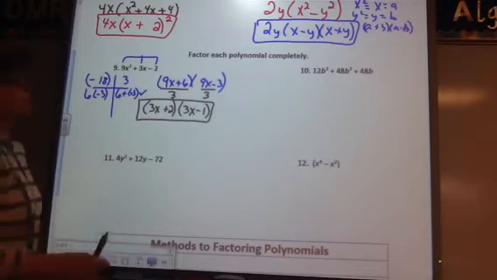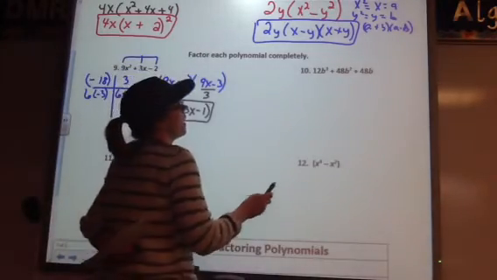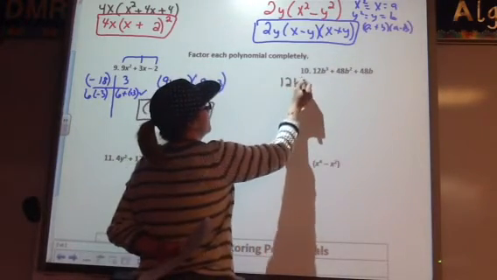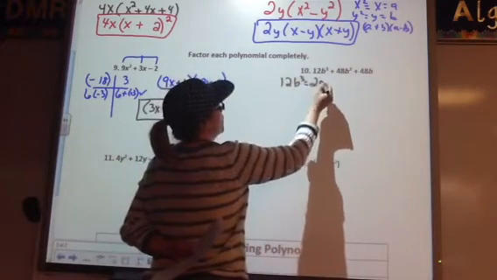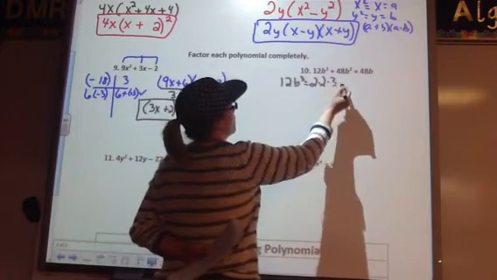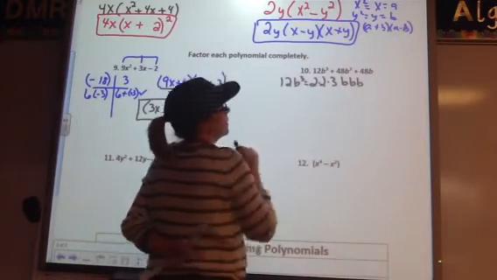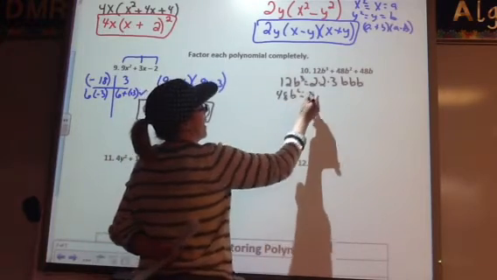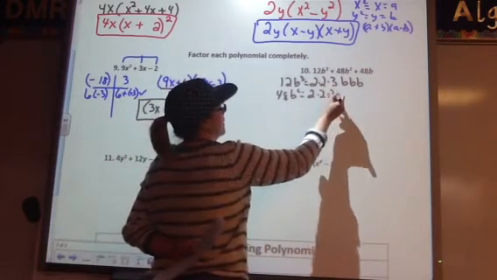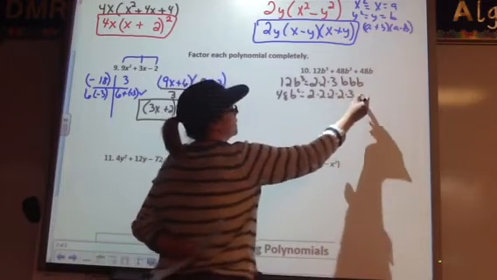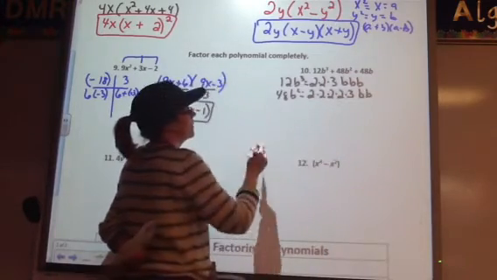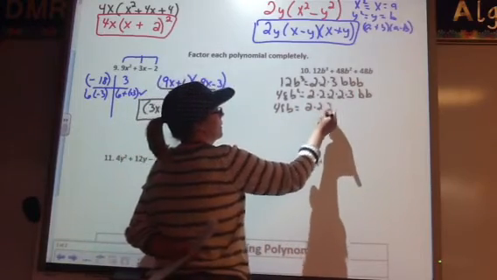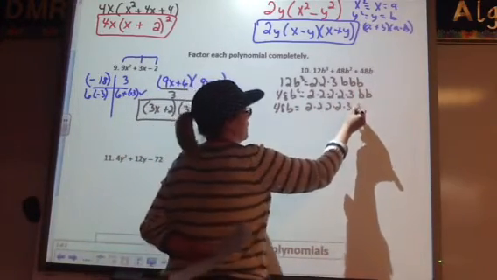Okay, number 10. Do we have anything in common? Well, they're all even numbers, so we do. So let's see what it is. So for 12, 2 times 2 is 4 times 3, and then 3 b's. For 48b squared, I have 8 times 6, and then 2 b's. And then for 48b, I have 8 times 6, and then 1 b.